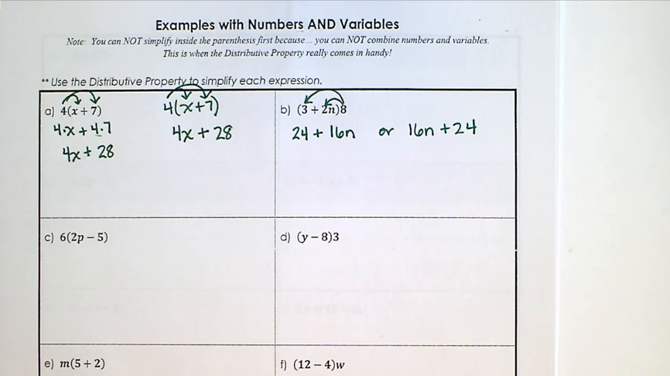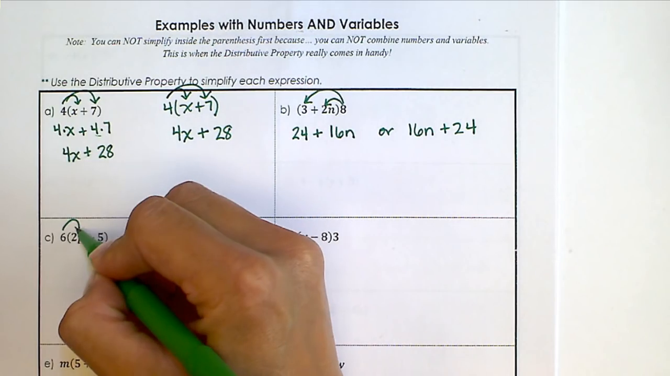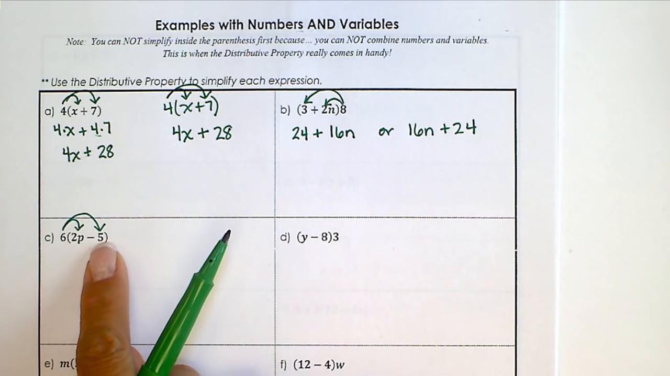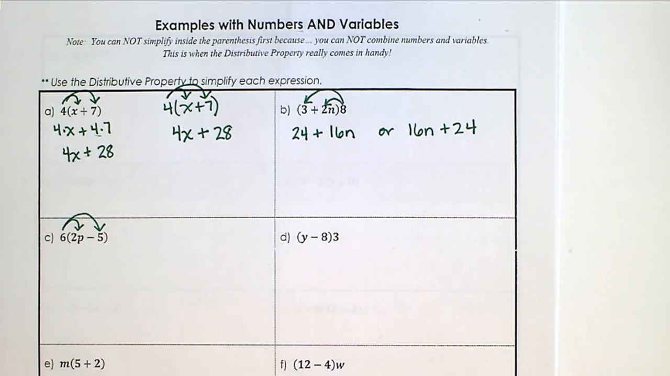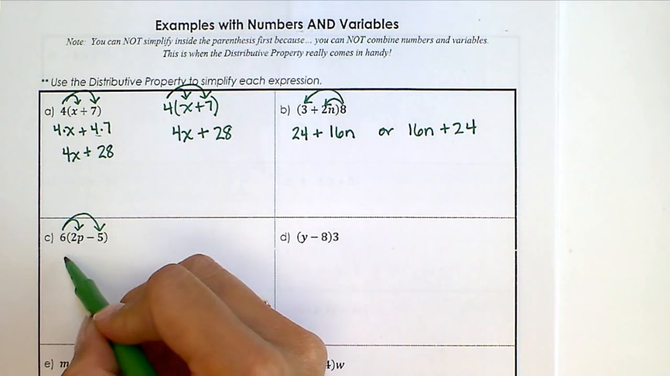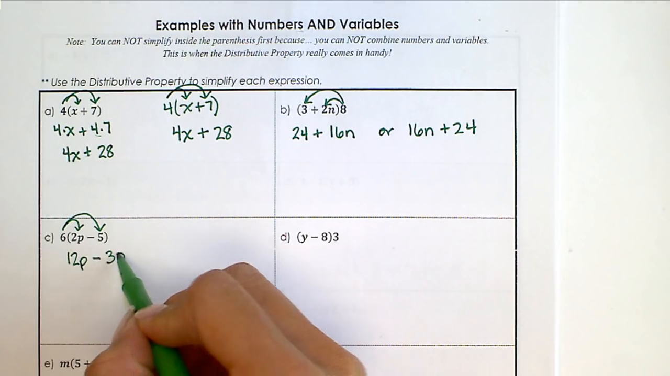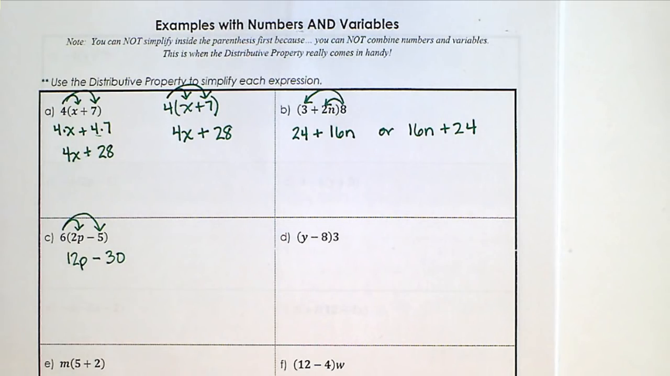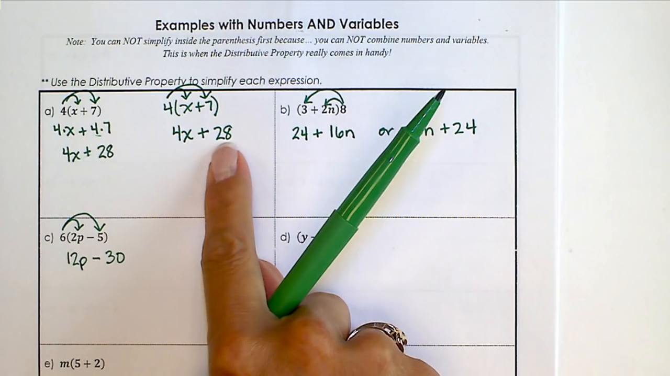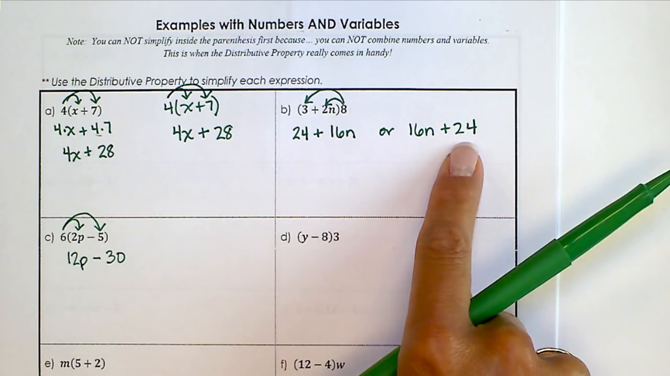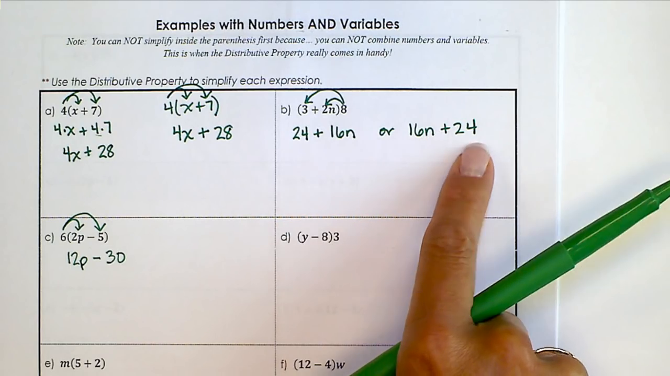For letter C, we're going to distribute the 6, and notice, please, I would encourage you to draw your arrows. You might forget to multiply that 5 by 6. 6 times 2 is 12p minus 6 times 5 is 30. So that's all you need to do for that problem. You cannot do any subtraction or any farther because this has the letter p and the 30 does not. Same thing up here. You cannot combine these because they do not have like terms. And likewise, you cannot combine these two numbers because the 16 has the variable n, the 24 does not.